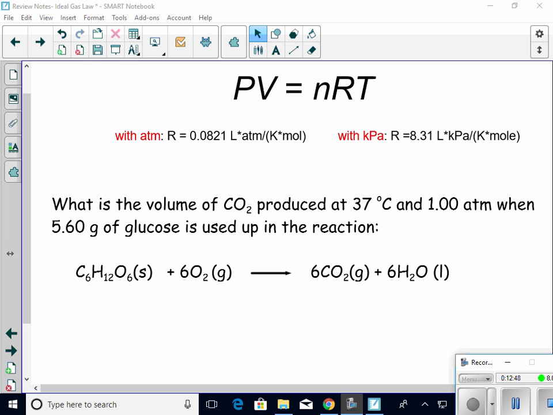Why did they give me an equation? My last two did not have an equation, did they? Why all of a sudden do they plop up this balanced chemical equation? I need to be able to find the moles. They're asking about carbon dioxide, but they're giving me glucose. Can I convert grams of glucose into moles of carbon dioxide given a balanced equation? Absolutely. That's stoichiometry, folks.